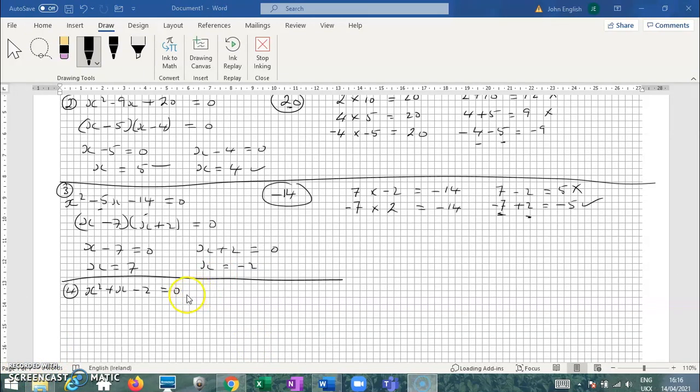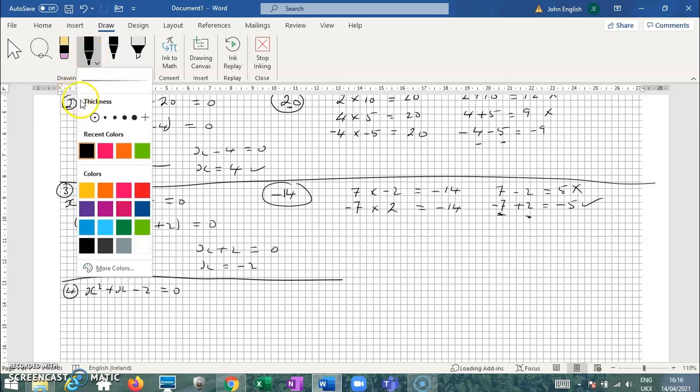Okay then, so I've just written in number 4 there just to save a bit of time on the video. So again, we look at this and we can see that there's a minus 2 here at the end. Let's get my pen working properly.